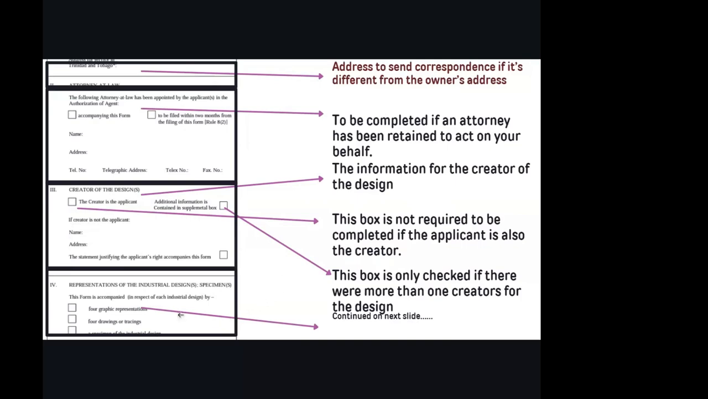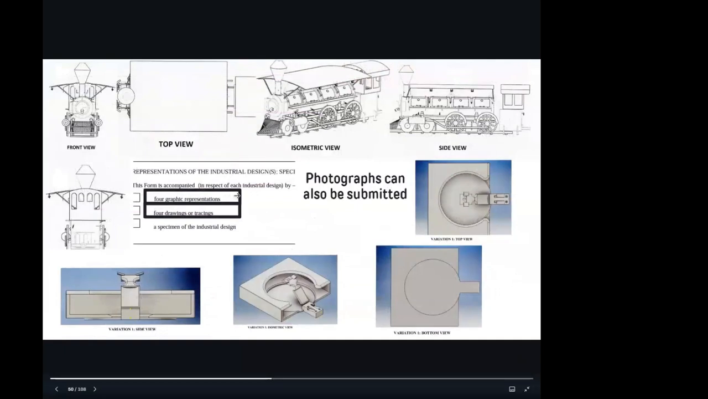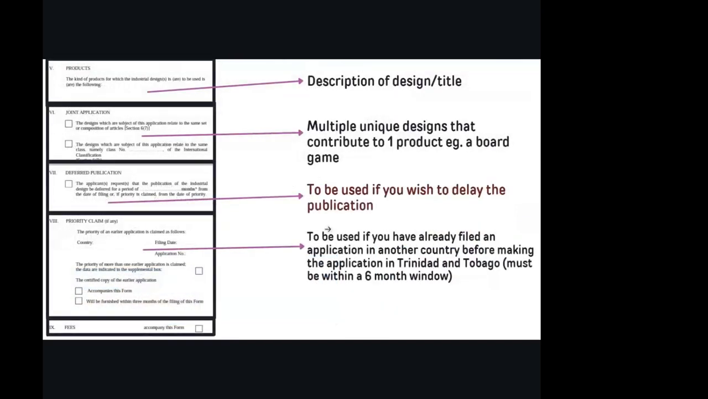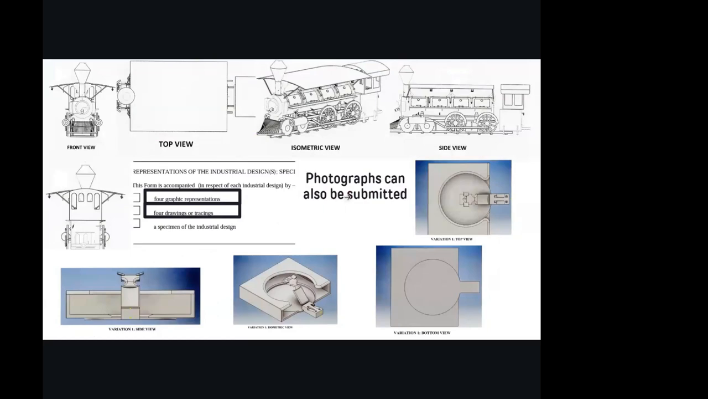We also ask for graphic representations, which is what I mentioned before. Your pictures, your images that are going to describe exactly in detail the design that you want protection over. And this is an example of how some graphic representations would look, and also how some drawings and tracings would look. You can also provide a specimen, but that's not necessary. We much prefer the graphic representations or the drawings. Or you could also submit photographs as well, but we ask that the photographs be against a clean background.